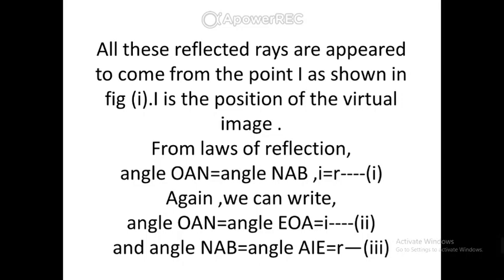From the laws of reflection of light, angle OAN equals angle NAB, meaning angle i equals angle r. Again, we can write angle OAN equals angle EOA, which is the angle of incidence i. And angle NAB equals angle AIE, which is angle r.